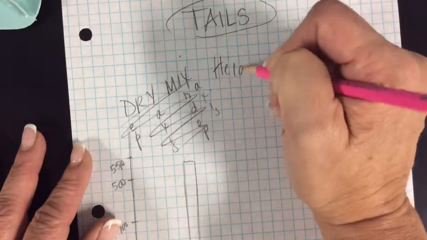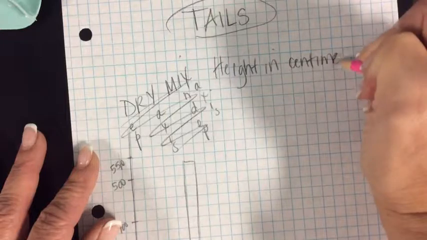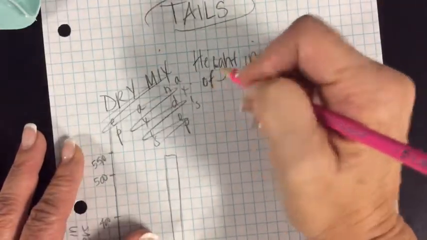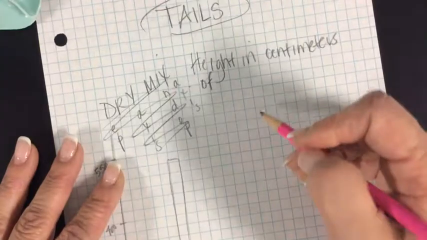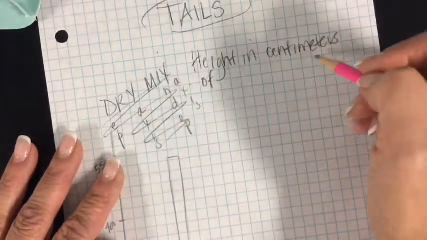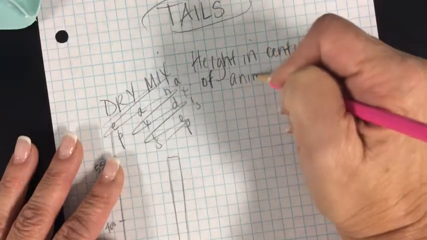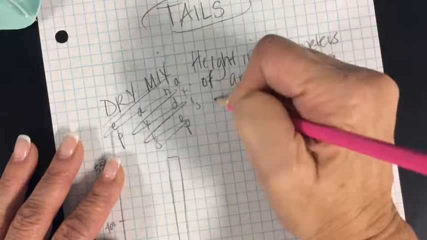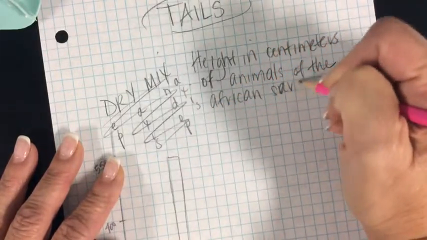height in centimeters of, and look, I have it, look at that. Animals of the African savanna. That would be perfect. Not just a variety of animals. Height in centimeters of animals of the African savanna.